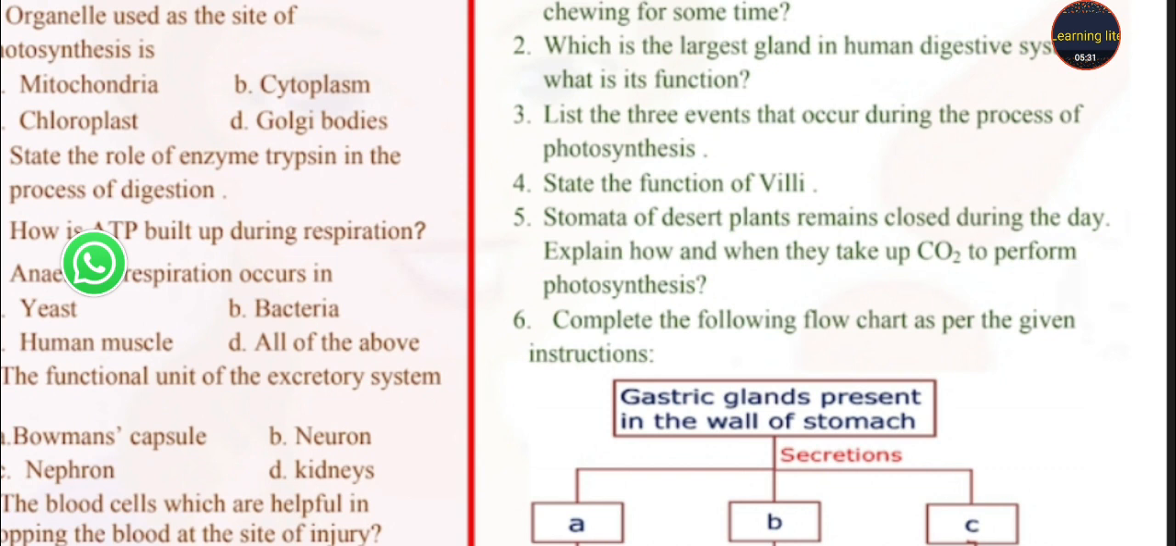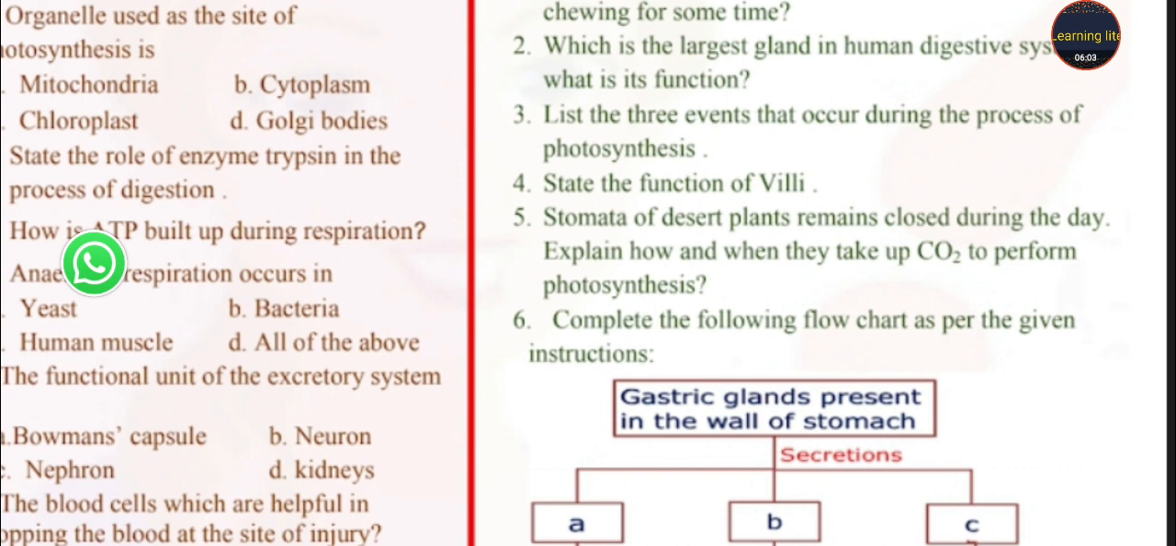Fifth question, stomata of desert plants remain closed. How do they take up carbon dioxide? So student, desert plants have very little water, so their stomata remain closed to avoid transpiration. And how do they take up carbon dioxide? There is a process called CAM, C-A-M. By this process they prepare malic acid, and when malic acid breaks down, carbon dioxide is produced.